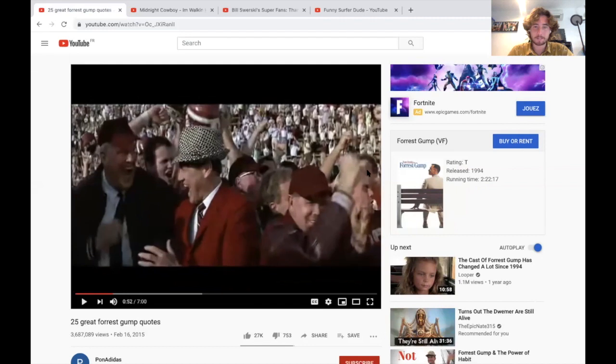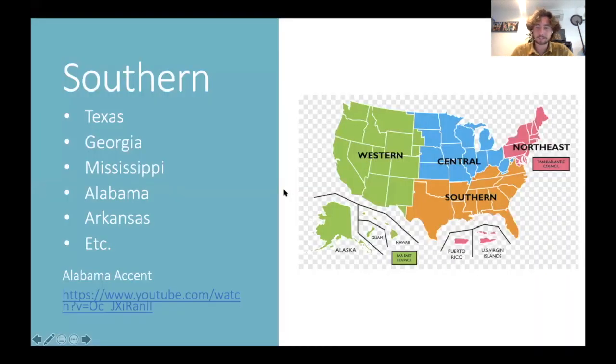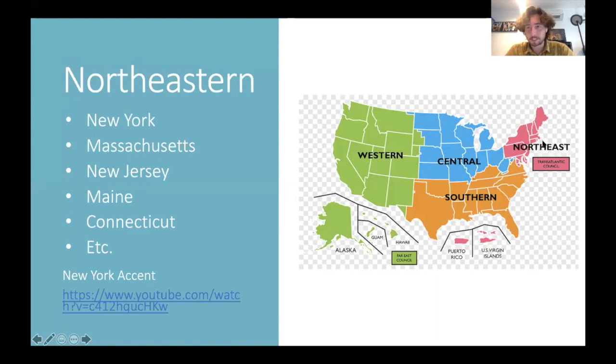Let's get back to the PowerPoint. Perfect. And then there's the Northeastern, which is this section in the top right. And so some of these accents would include New Yorker, New Jersey. Yeah, there's a whole kind of bunch in there. And I wouldn't say there's one just solid accent. Same for Southern. There's not just one Southern accent, not just one Northeastern accent, but there are the most known ones. And so I'm going to show you a New Yorker accent from a scene from Midnight Cowboy.